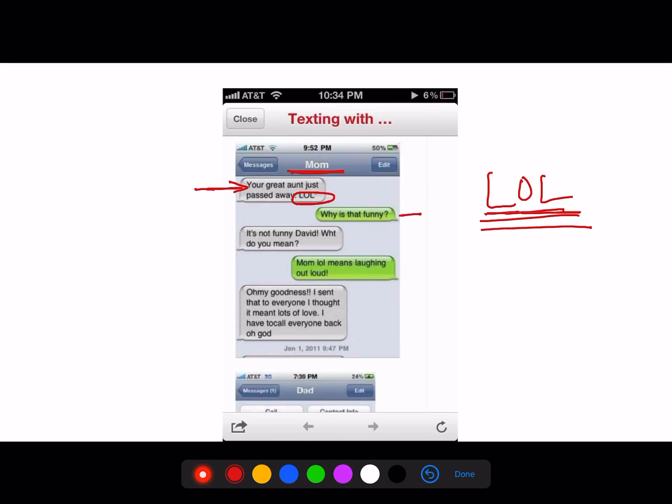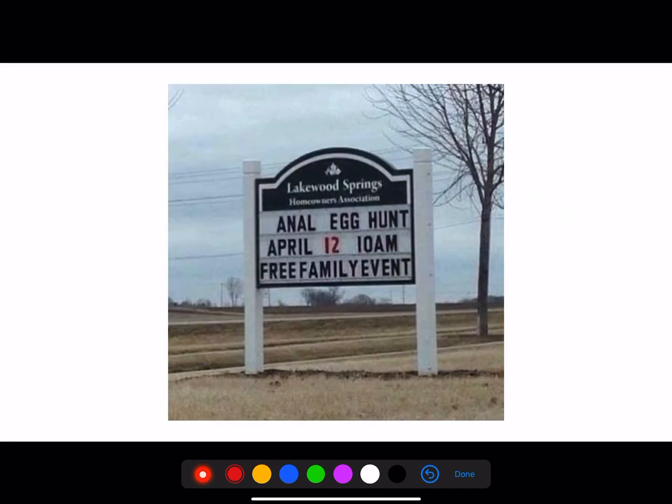The person responds, why is that funny? She says, it's not funny, David. What do you mean? Mom, LOL means laughing out loud. She says, oh my goodness, I sent that to everyone. I thought it meant lots of love. I have to call everyone back. Oh God. All right, so this is a sign, and to remind you that spelling does matter.